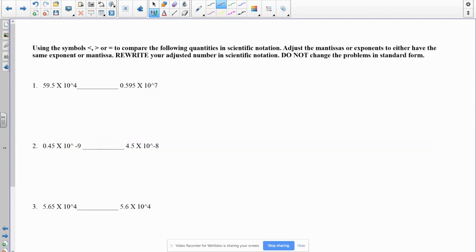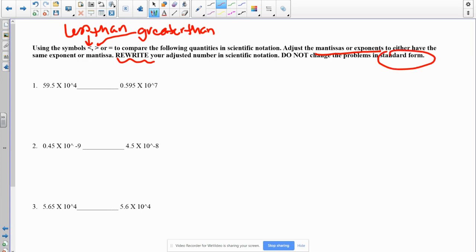So the first thing we're going to look at is we're going to use the symbols: this is less than, this one is greater than, and that symbol is equal to, to compare the quantities written in scientific notation. It says adjust the mantissas and the exponents to either have the same exponent or mantissa and rewrite the adjusted number in scientific notation. Do not change it into standard form. In other words, do not work it all the way out.